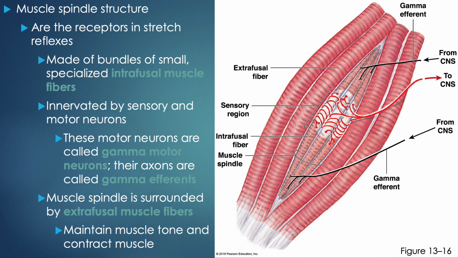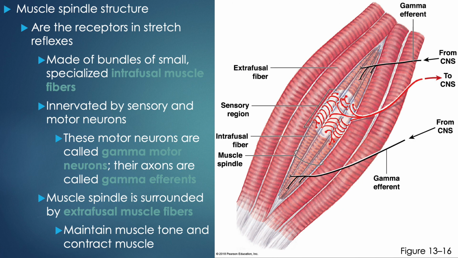The intrafusal muscle fibers are the smaller ones, and they're specialized and they have the sensory neurons there. We also have extrafusal muscle fibers, and these are larger, and they're the ones that are actually responsible for controlling our resting muscle tone and muscular contraction.